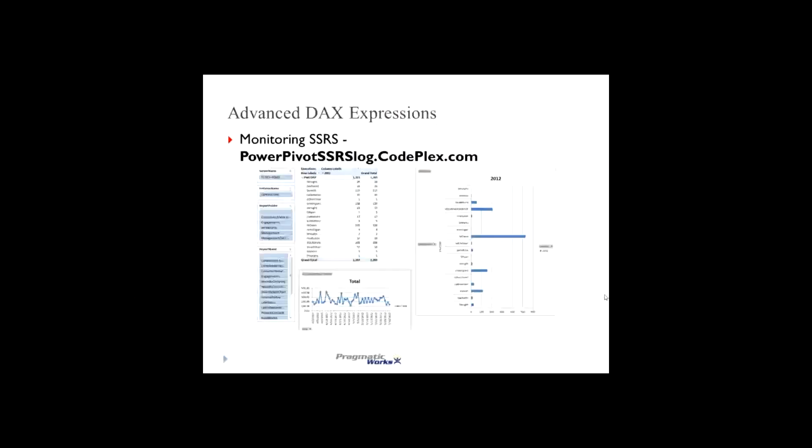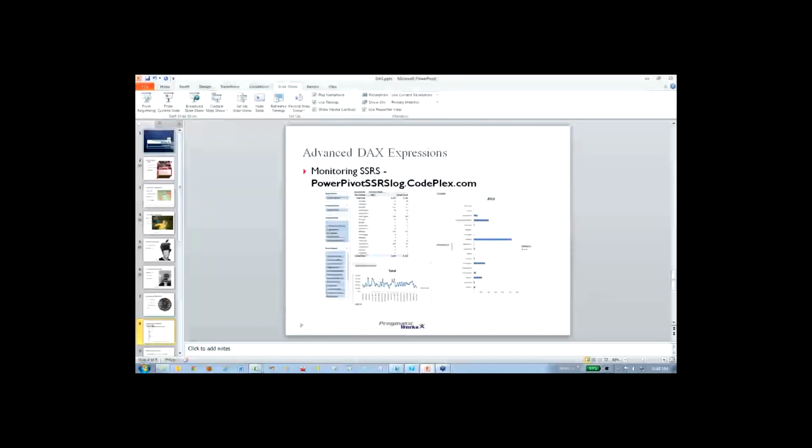And then my gift to you guys today is this monitoring Reporting Services with Power Pivot. So I've created a Codeplex site, ssrslog.codeplex.com. You can go there and download it. It is free. It is a Power Pivot workbook that you can simply point to your Reporting Services log, and it will pull in all the data, and you can slice and dice and see who's running what reports and get trending on whether your reports are increasing or decreasing in time.